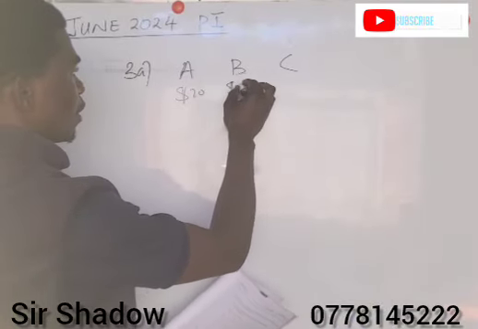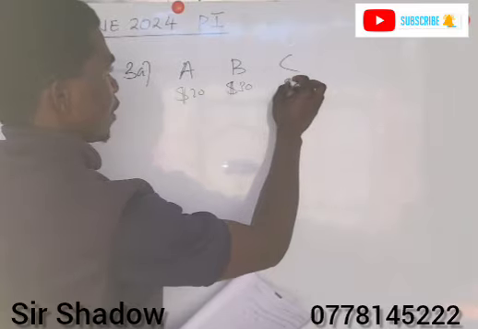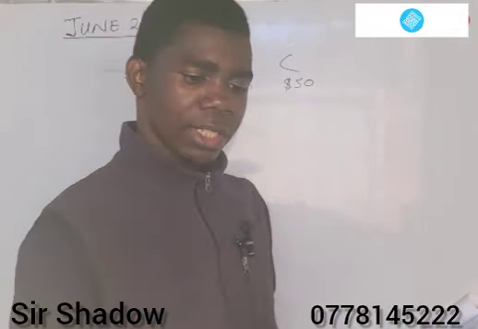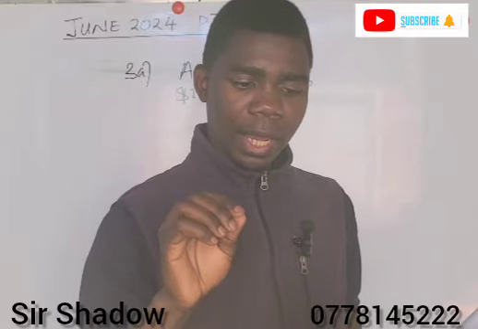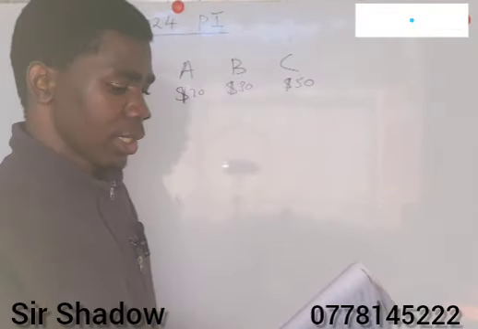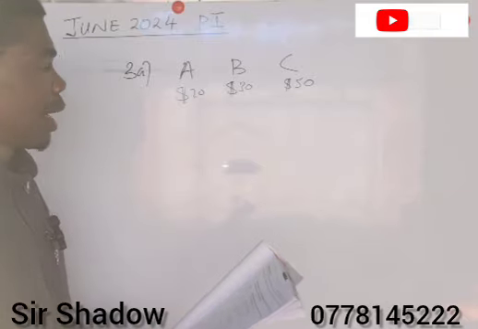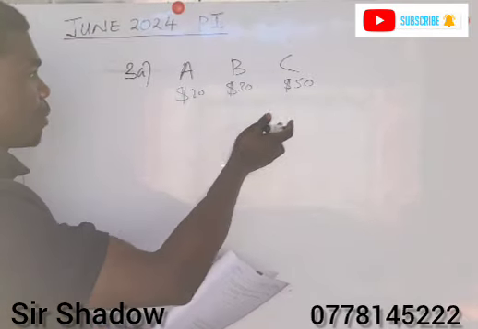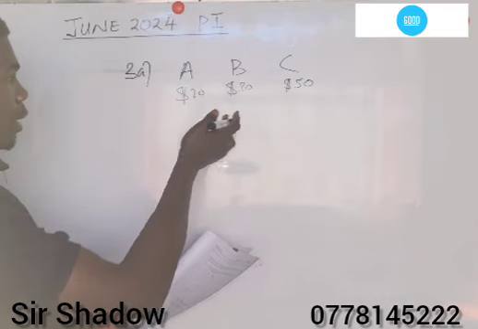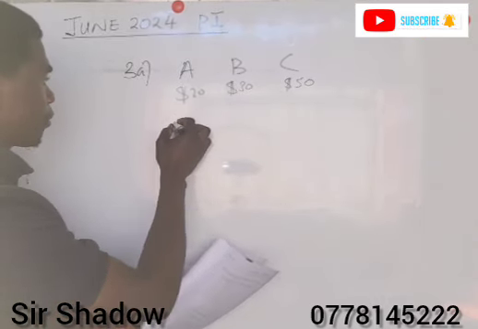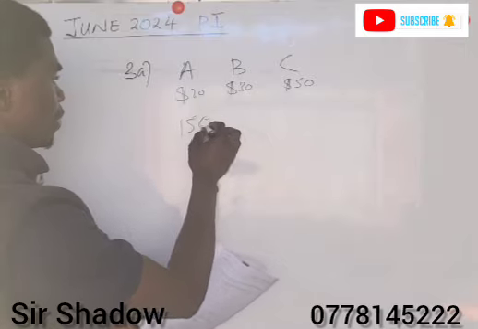$20, $30, and $50 respectively. They bought a packet of sweets with 150 sweets worth $100. So these 3 learners A, B, C contributed this amount of money, and they bought a packet of sweets with 150 sweets.